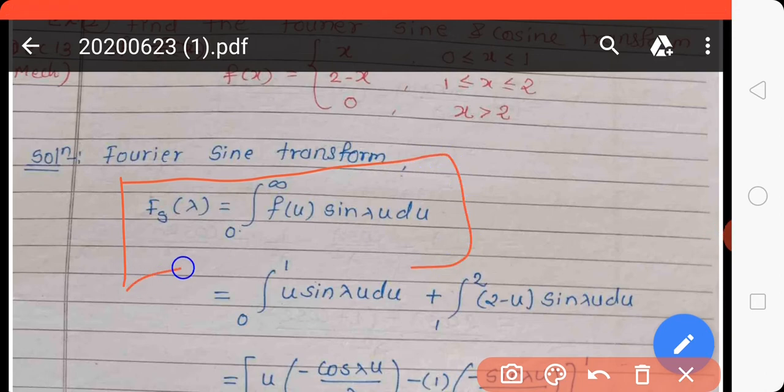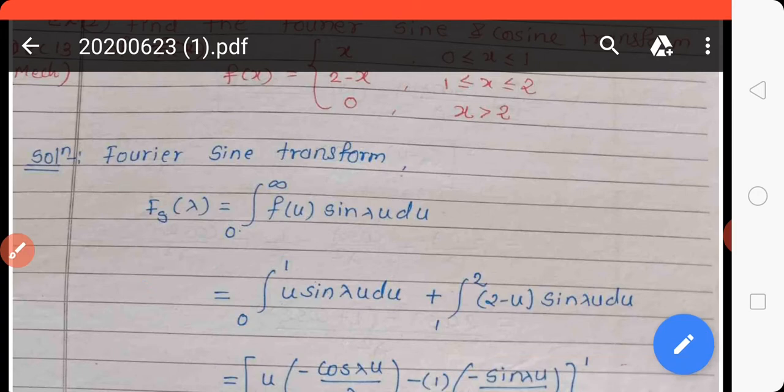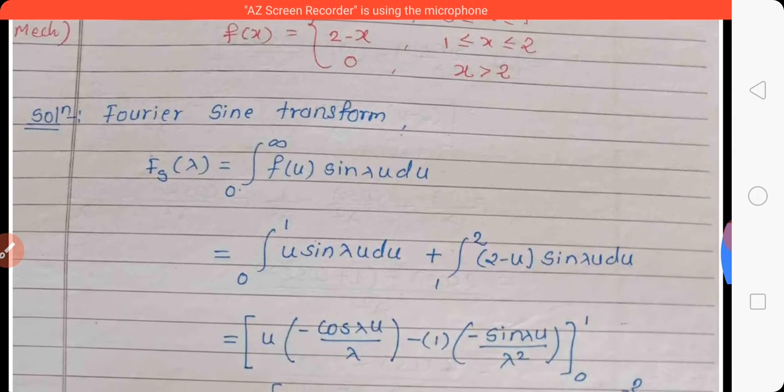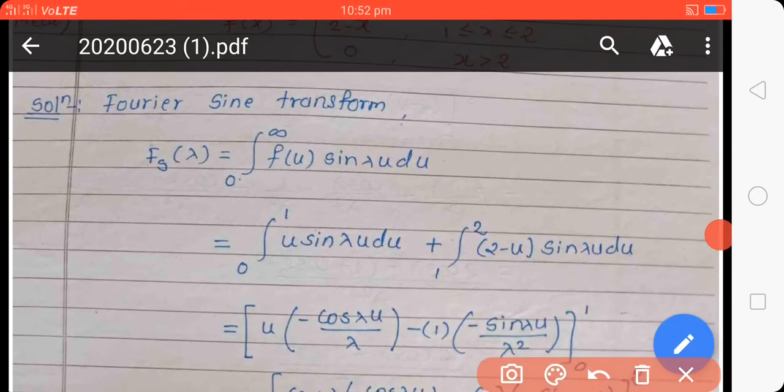Here the Fourier sine transform is Fs of lambda equal to the integral from 0 to infinity of f of u sine lambda u du. Now we split this 0 to infinity as 0 to 1, 1 to 2, and 2 to infinity. Therefore, from 0 to 1 the value of the function is u. From 1 to 2 the value of the function is 2 minus u. And from 2 to infinity the value of the function is 0.